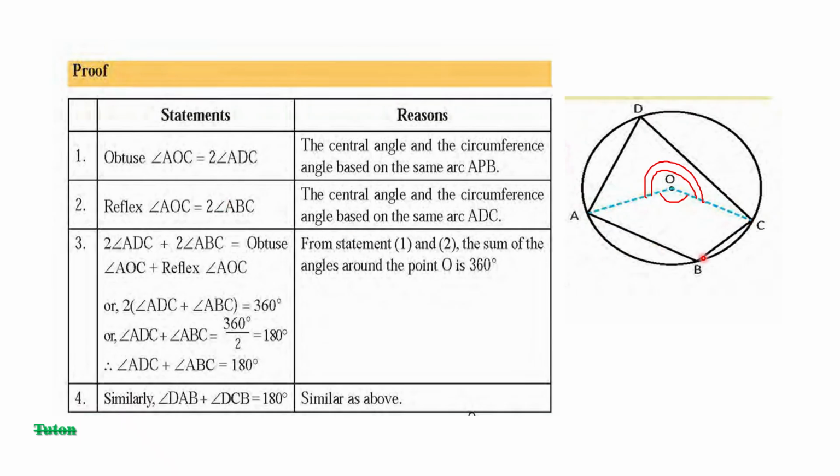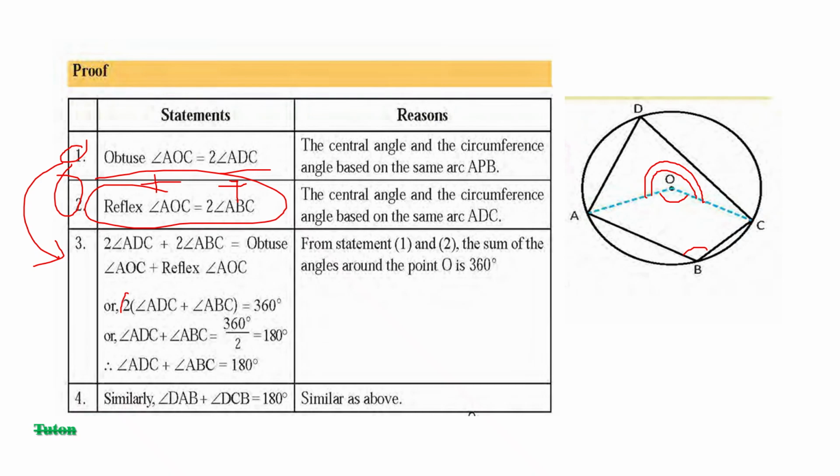Moving on to the next statement. Now we have to look at the reflex angle of AOC, which is represented by this part. The reflex angle of AOC is twice the angle ABC, which is suggested by statement 2. Now the third statement is a simple arithmetic addition. We add statement 1 and statement 2 in the third step. Now we get 2 angle ADC plus 2 angle ABC is equal to obtuse AOC plus reflex AOC.